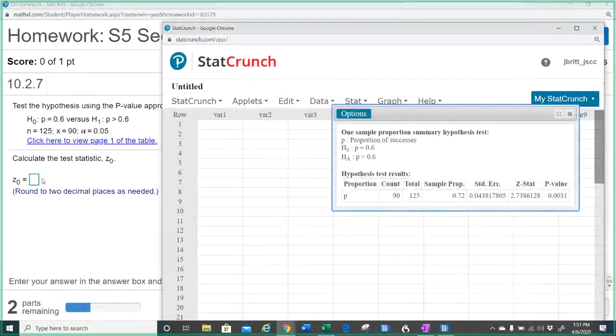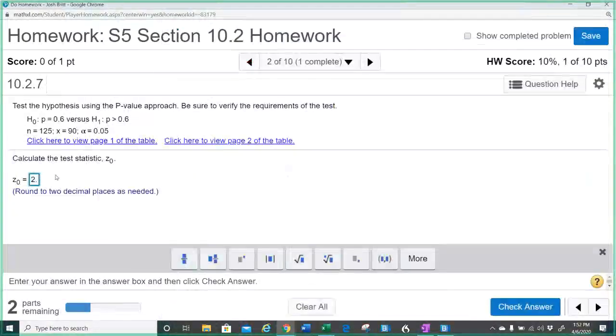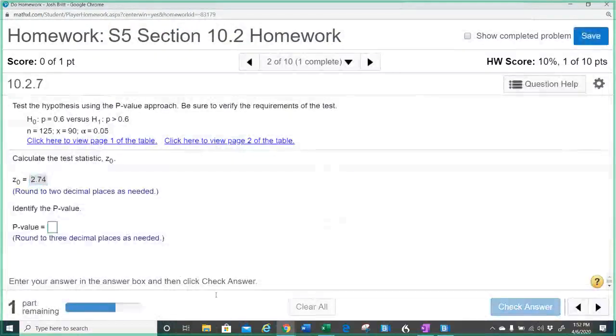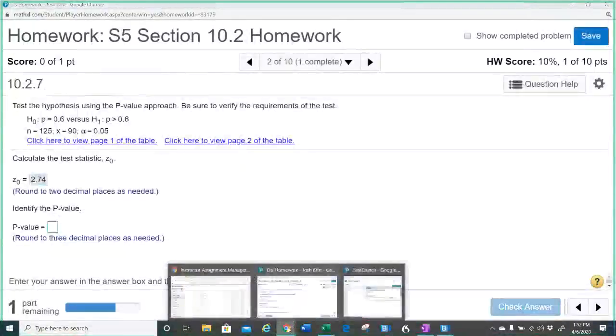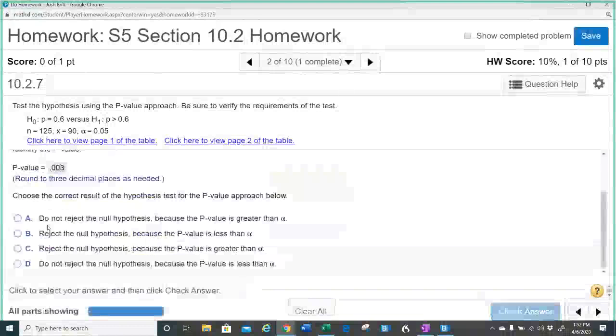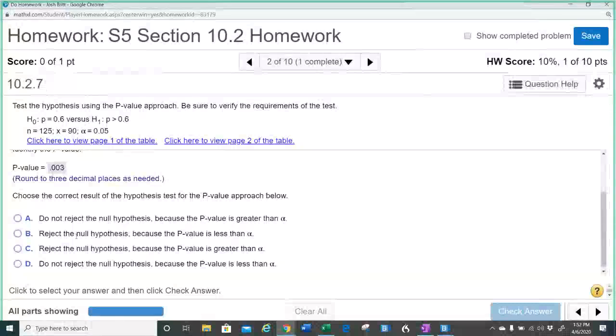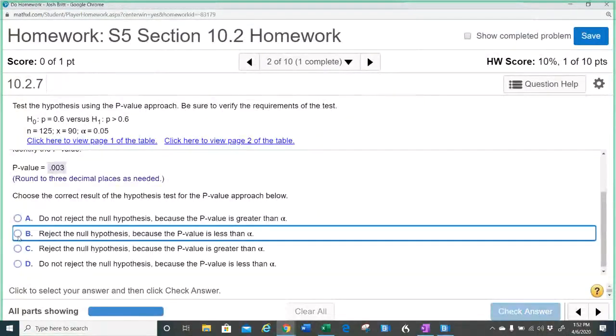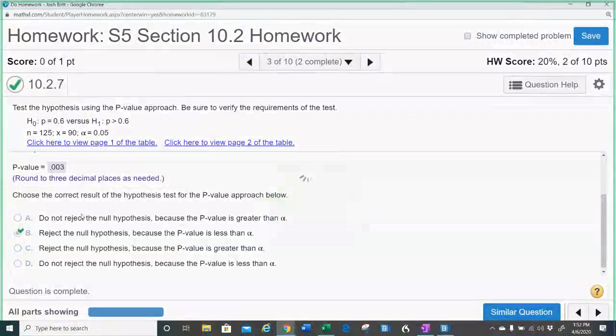The test statistic, the z0, is always going to be this z-stat. To 2 decimals it is 2.74. And then the p-value to 3 decimals is 0.003. Now here's how we check. If the p-value here is less than alpha, then we reject. So here the p-value is less than alpha, so we reject the null. Greater than alpha, we do not reject. So that's going to be the measure that we use.